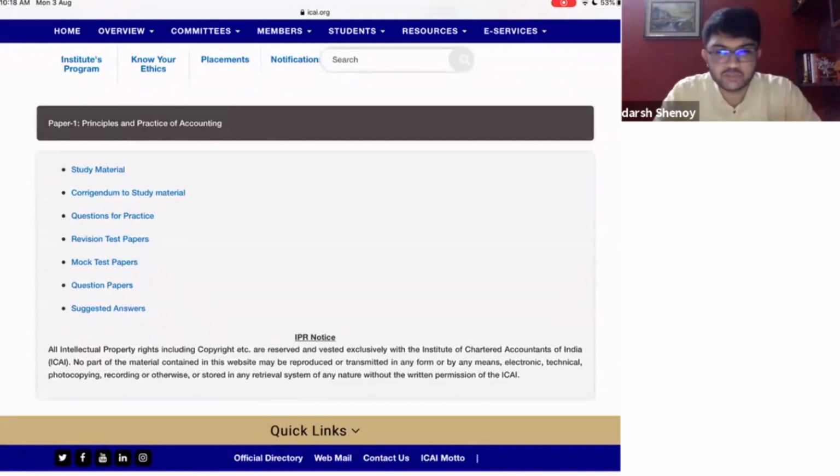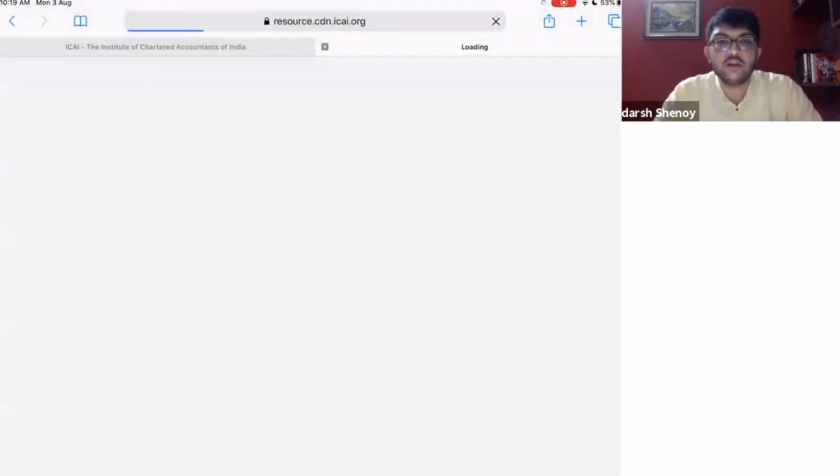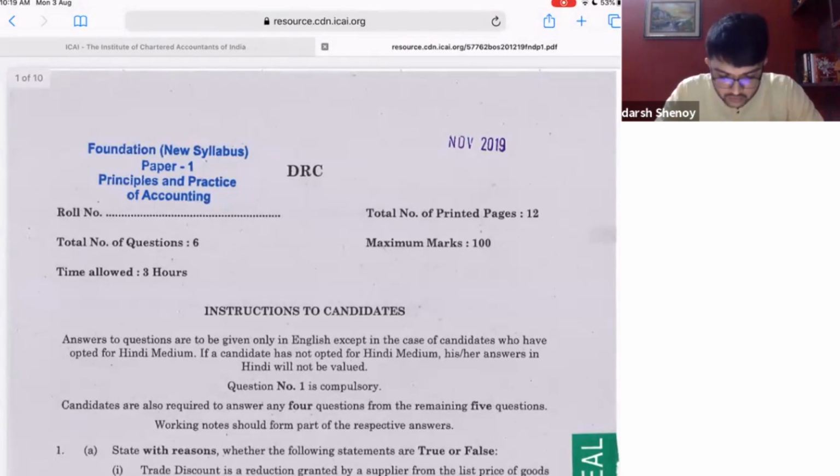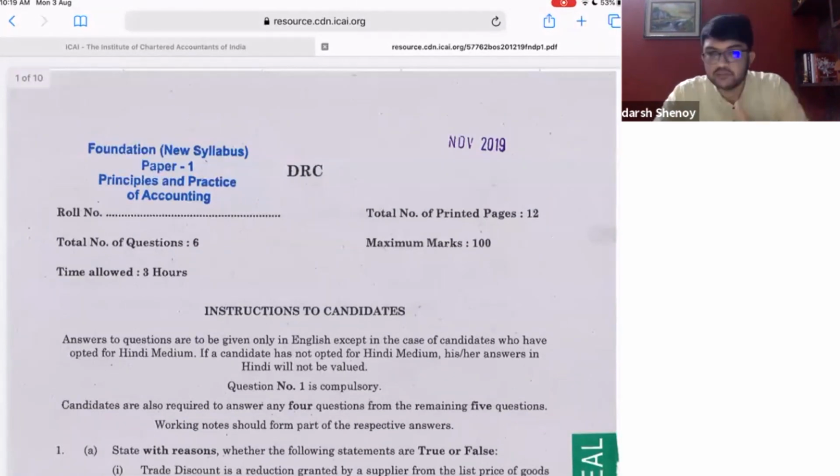Just on the question paper, but just once I'll show you the latest question paper. This is exactly a scanned copy of the question paper. So this is our November 2019 exam paper. This is the latest exam.